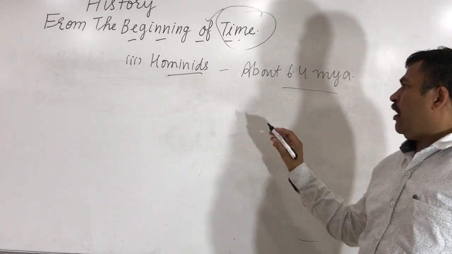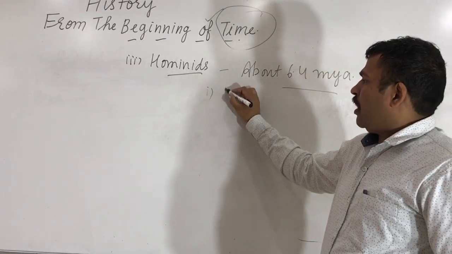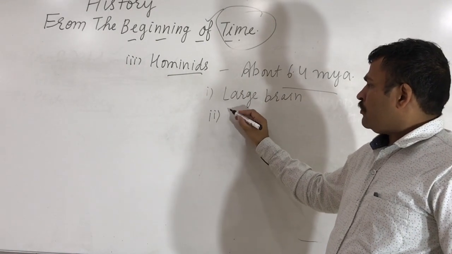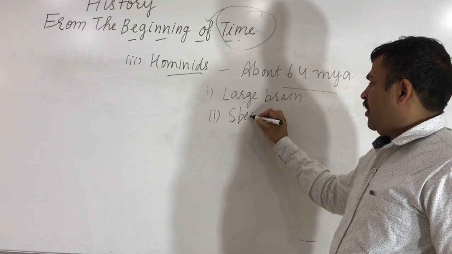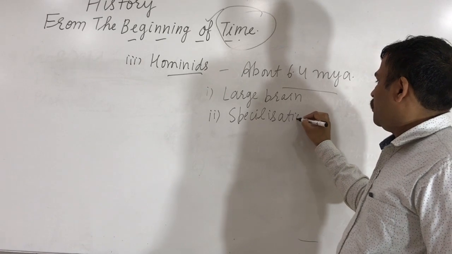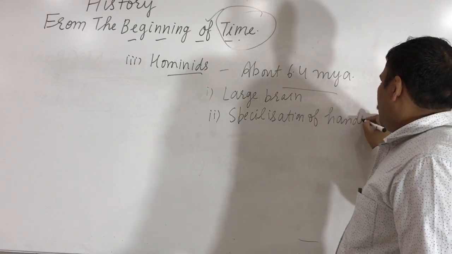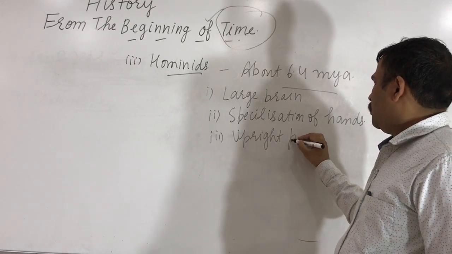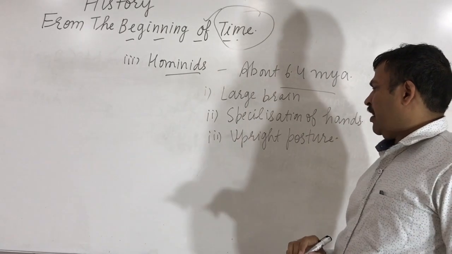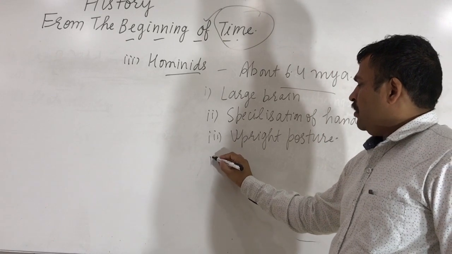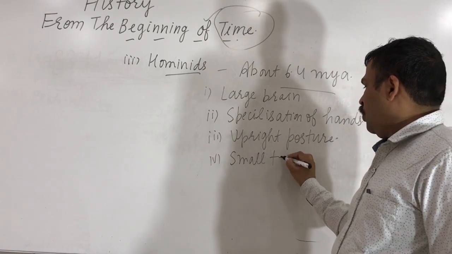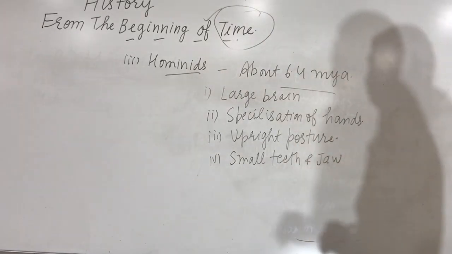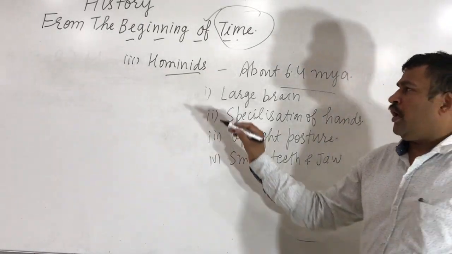They have some characteristics: they have a large brain, second, specialization of hands, upright posture, and small teeth and jaw in comparison to the earlier apes. So these were the things related to the hominids.